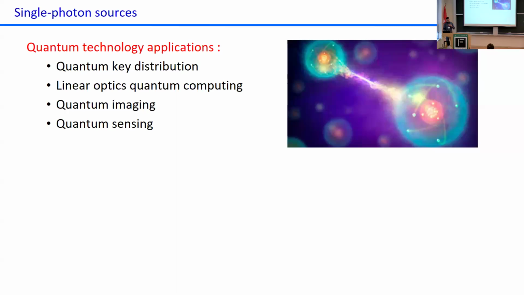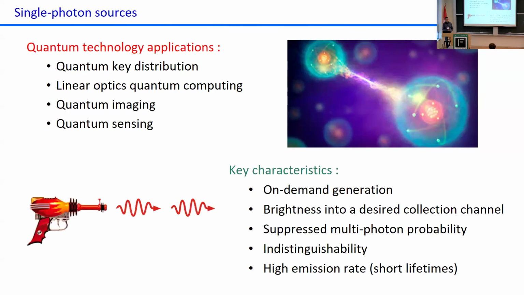And so in general, we can see the application of single photon sources in quantum key distribution, in linear optics quantum computing. We can do imaging with single photons or entangled photons, and we can use this quantum light to go into the field of quantum sensing, including more accurate position, navigation and timing.